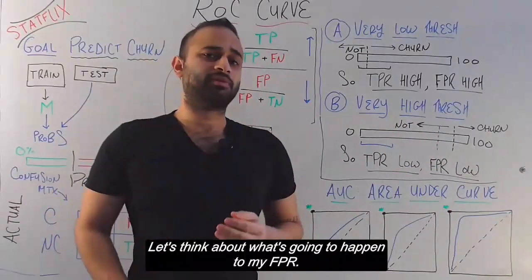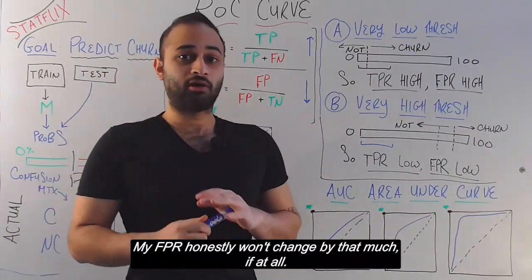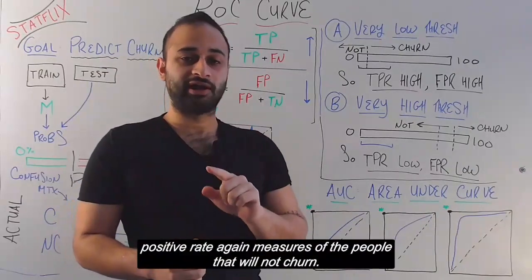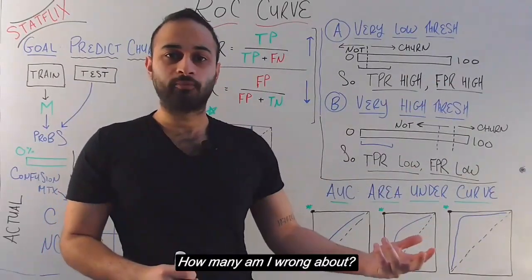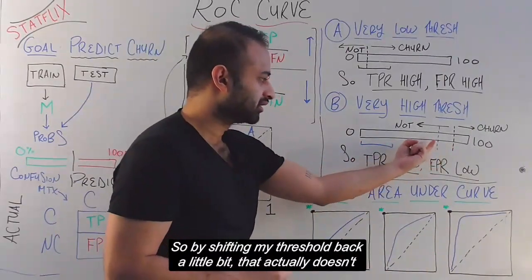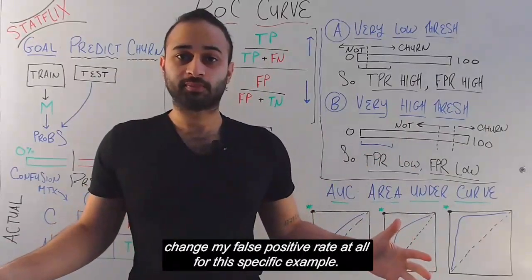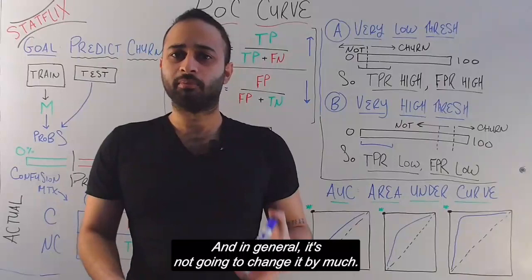Let's think about what's going to happen to my FPR. My FPR honestly won't change by that much, if at all. And the reason is that false positive rate, again, measures of the people that will not churn, how many am I wrong about? And of course, these are the people that will not churn. So by shifting my threshold back a little bit, that actually doesn't change my false positive rate at all for this specific example. And in general, it's not going to change it by much.